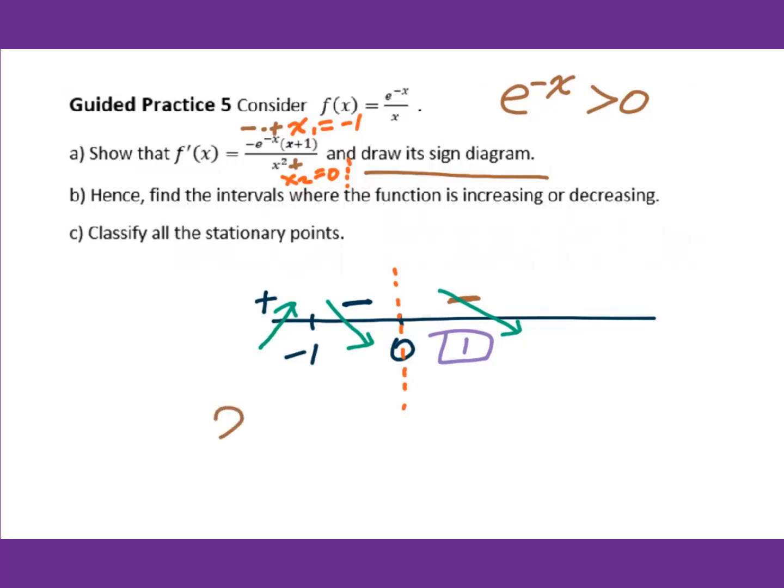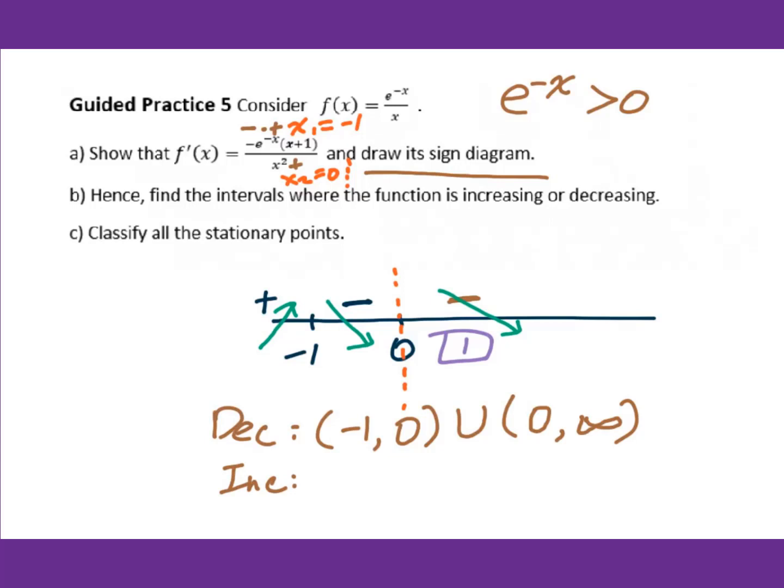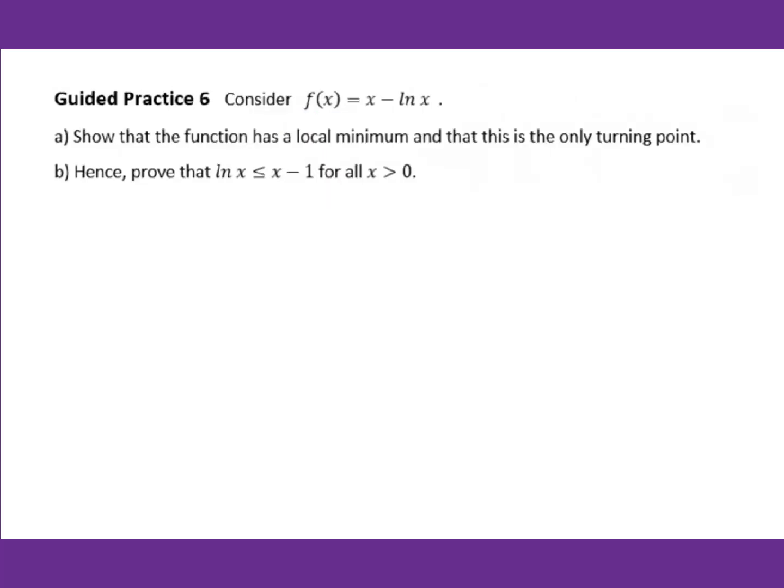For decreasing, that is from negative 1 to 0, union the set from 0 to infinity. For the increasing interval, that is from negative infinity to negative 1. You could say for negative 1, this will be the maximum point because it's going up then going down. Let's go to guided practice 6.